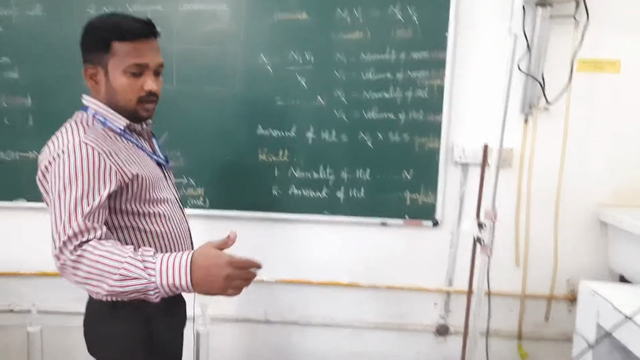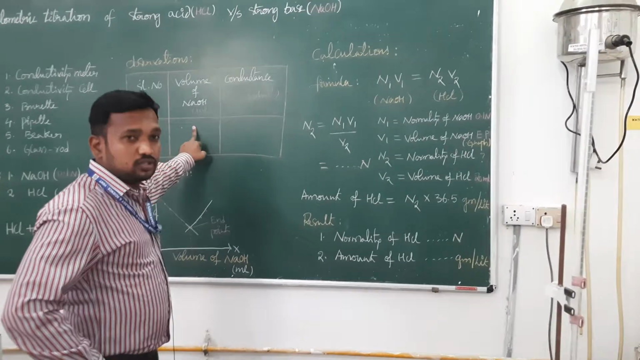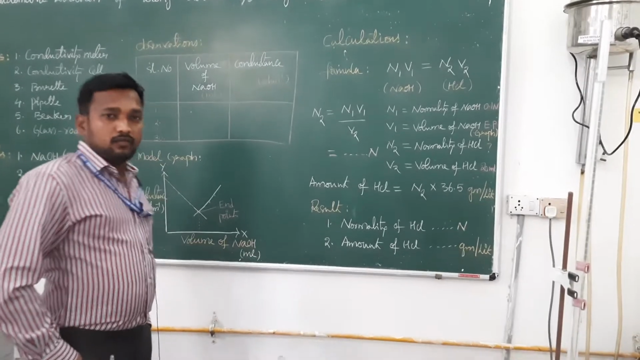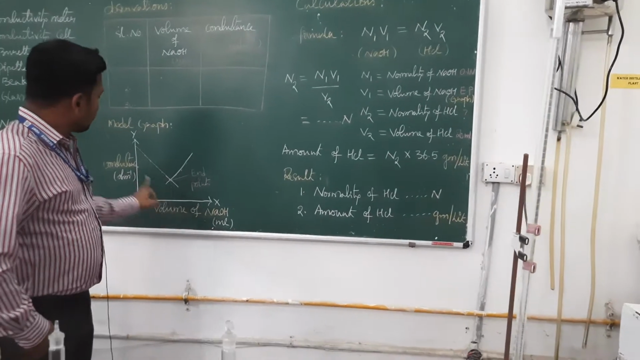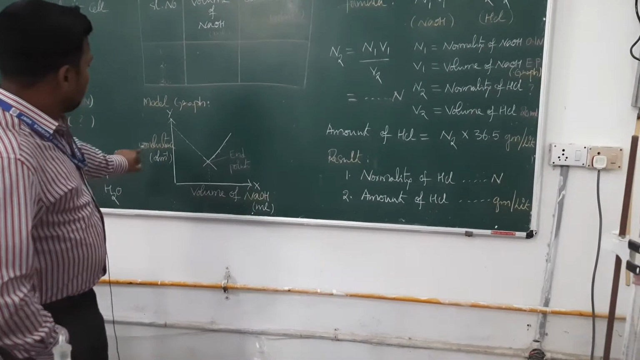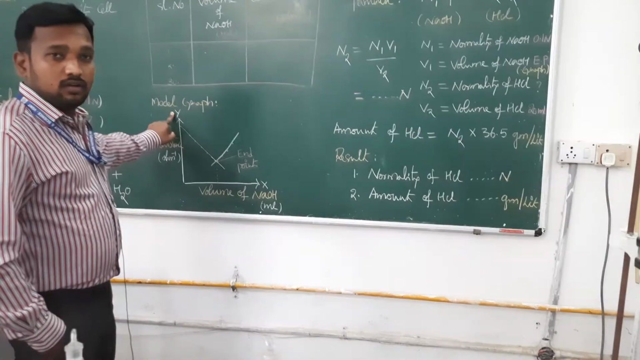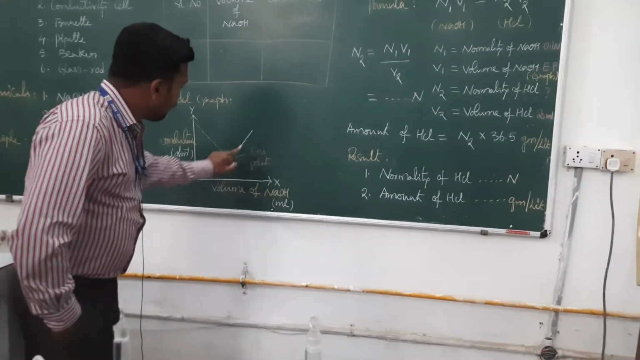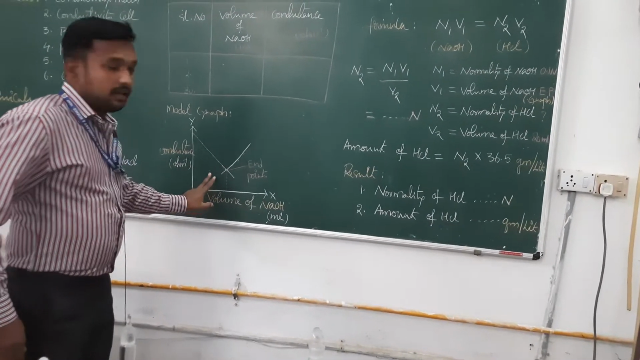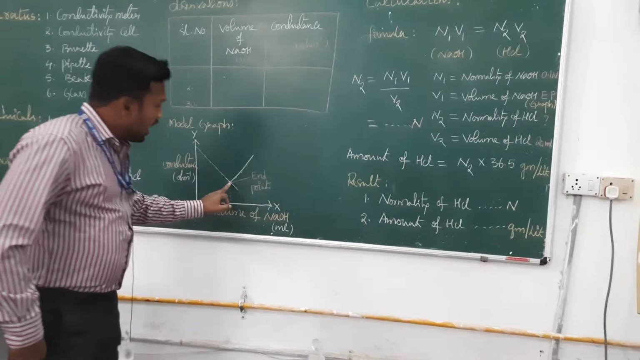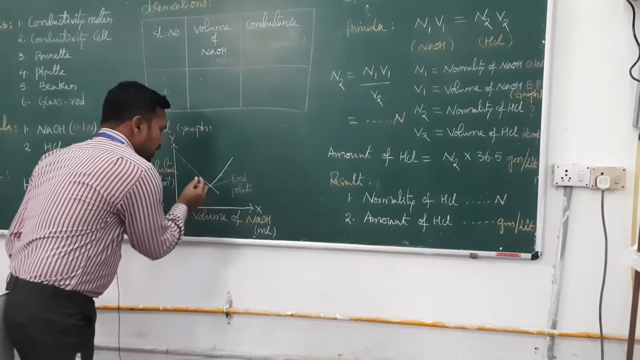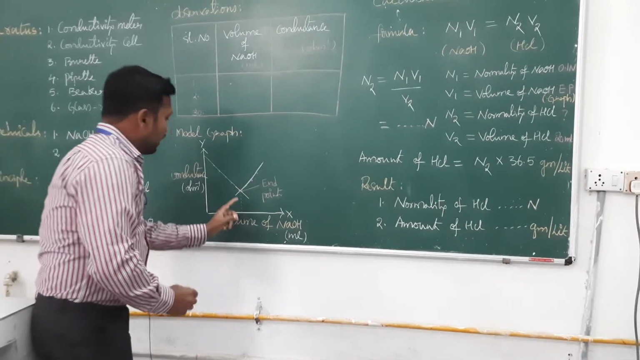Then after taking the conductance values, you plot the graph of volume of NaOH versus conductance. Volume of NaOH is taken on the x-axis and the conductance value on the y-axis. You will get this type of model graph. Then we find the end point: these two lines intersect at a particular point, and that point gives the end point.